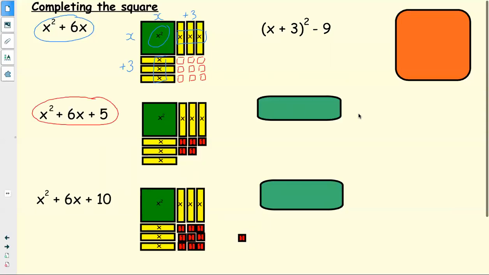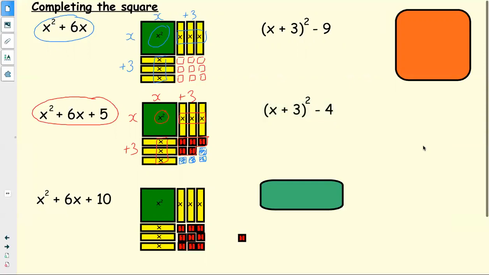x squared add 6x add 5. So again, I've got my x squared, I've got my 3x and my 3x, which makes 6x, and then I've got 5 here. At the side would be x add 3 and x add 3. So again, my perfect square would be x add 3 all squared, but it's not quite perfect again. What's missing? 1, 2, 3, 4. So my expression would look like x add 3 all squared, subtract 4. Next one.